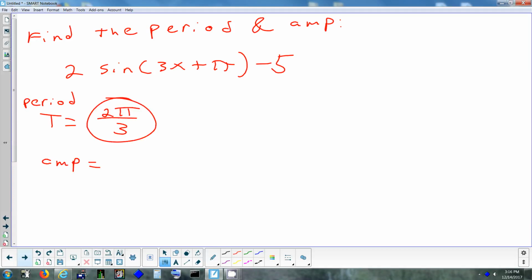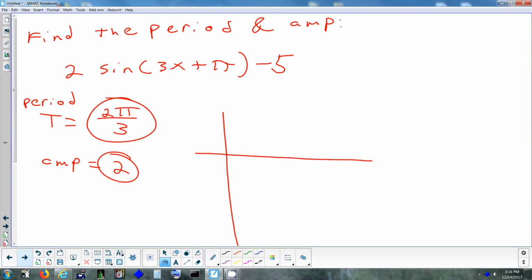What's your amplitude? 2. Does that necessarily mean that the highest value the graph hits is 2 and the lowest is negative 2? No, because it's been shifted.